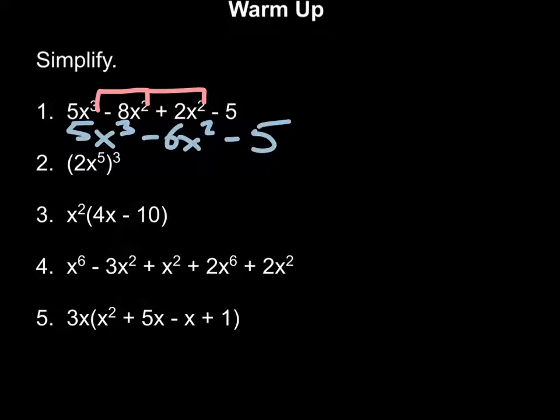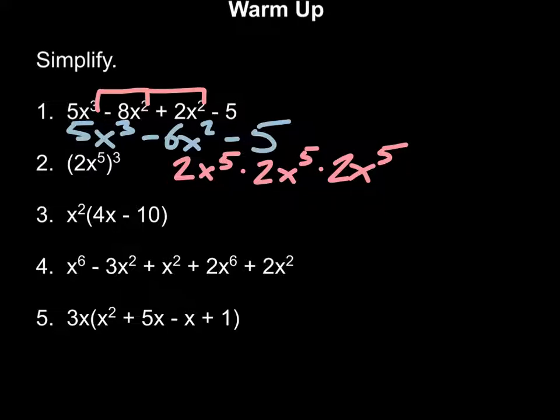All right, for the second one, we have this whole thing raised to the power of 3. Now, there are some rules dealing with how we get that answer, but even if you don't know those rules, we can still get that, because cubing something means multiplying it by itself 3 times. So that would mean 2x to the 5th times 2x to the 5th times 2x to the 5th. It means multiplying it by itself 3 times.